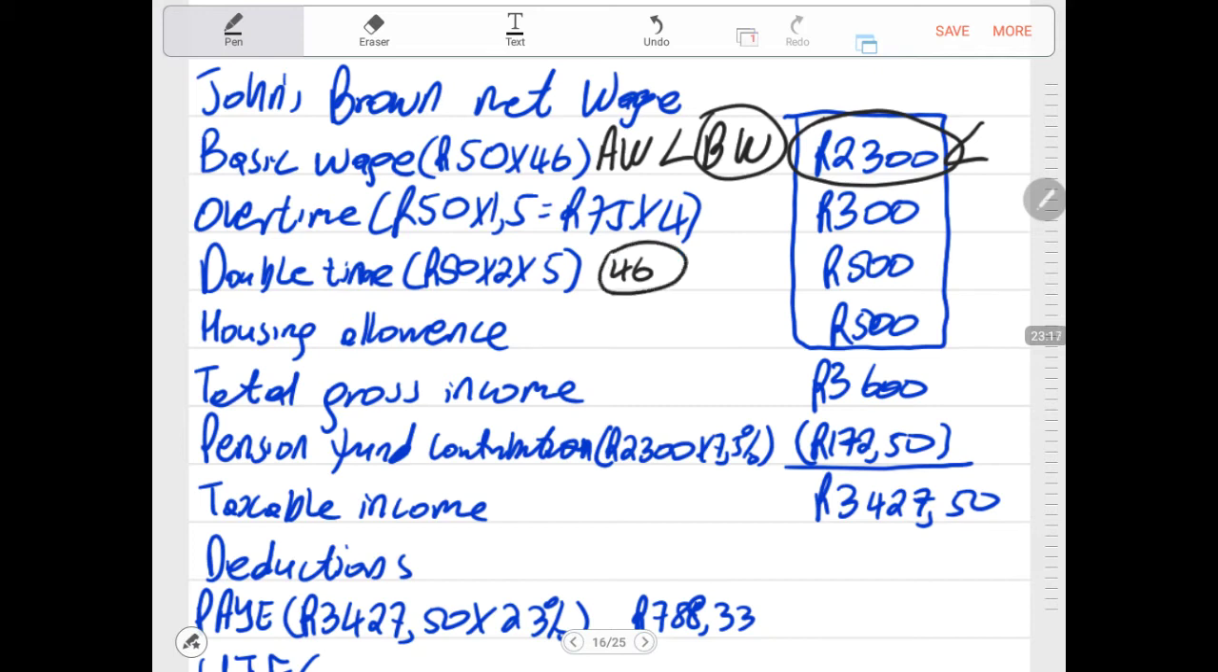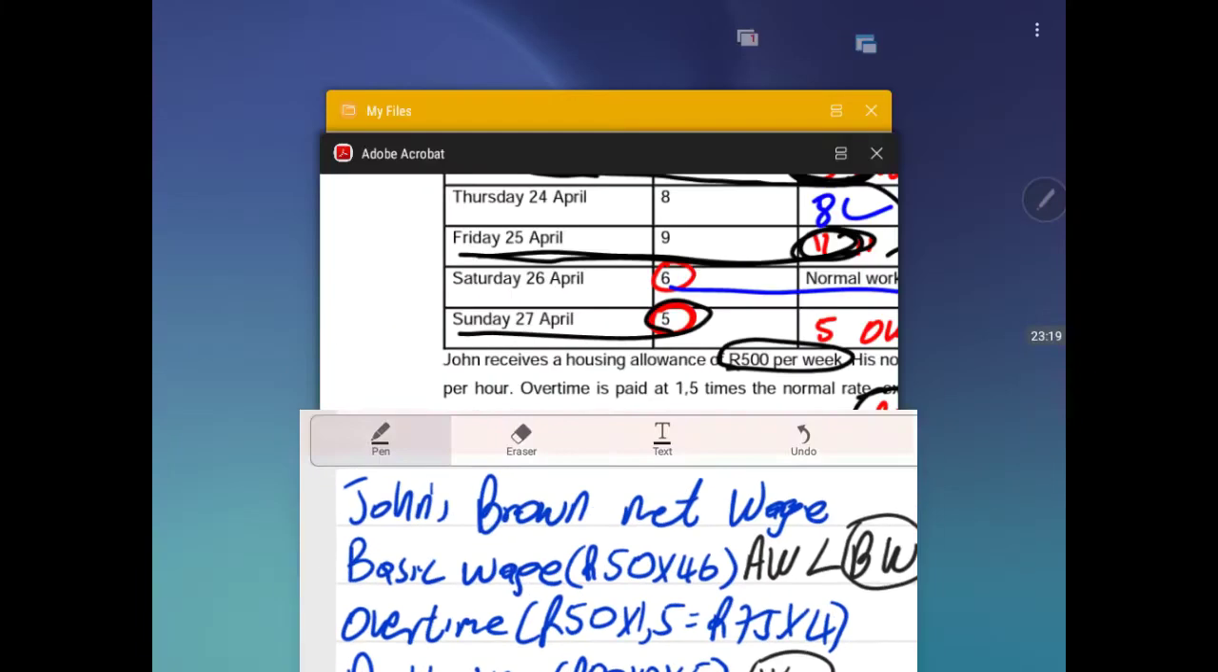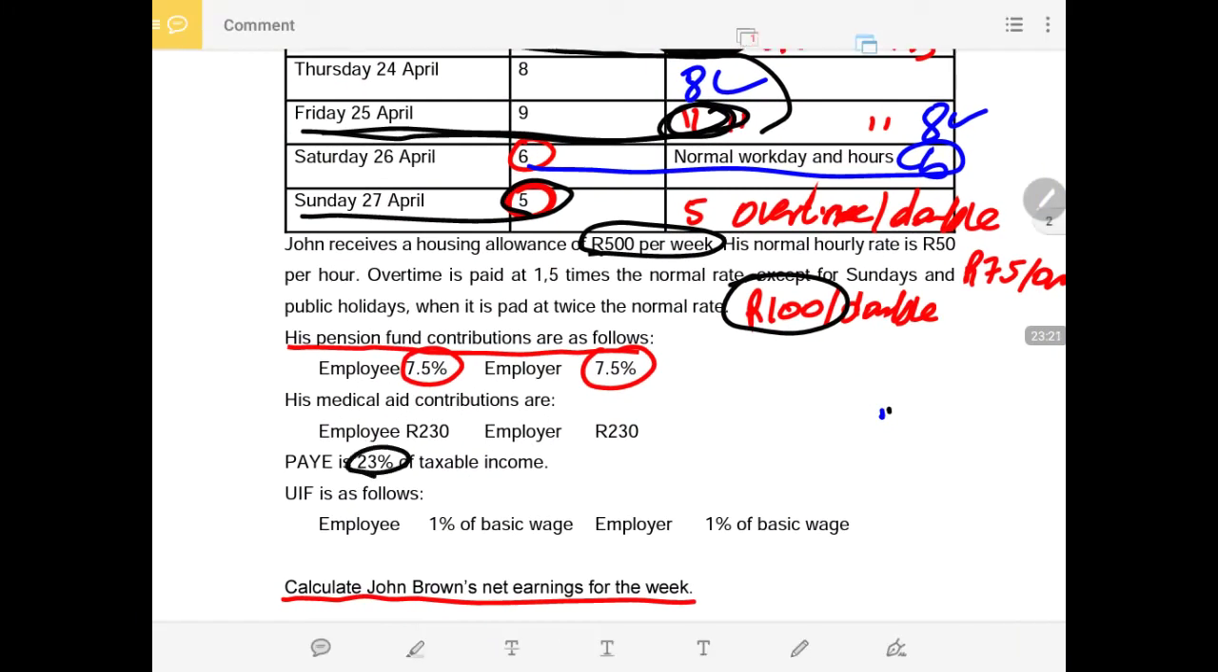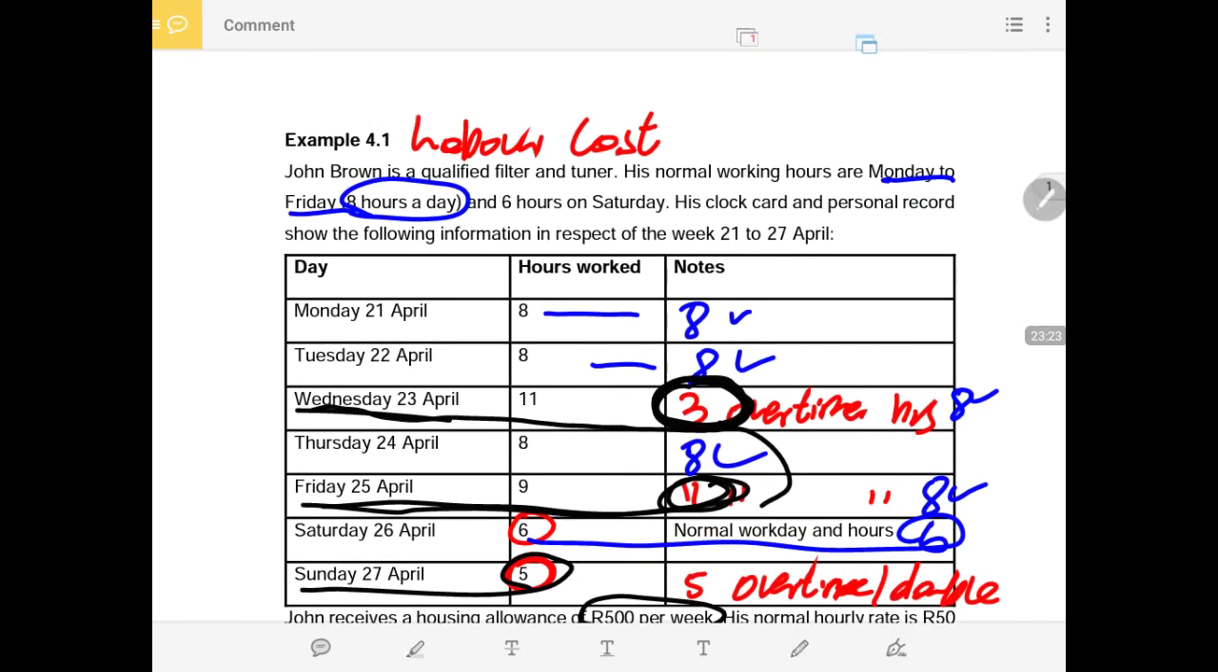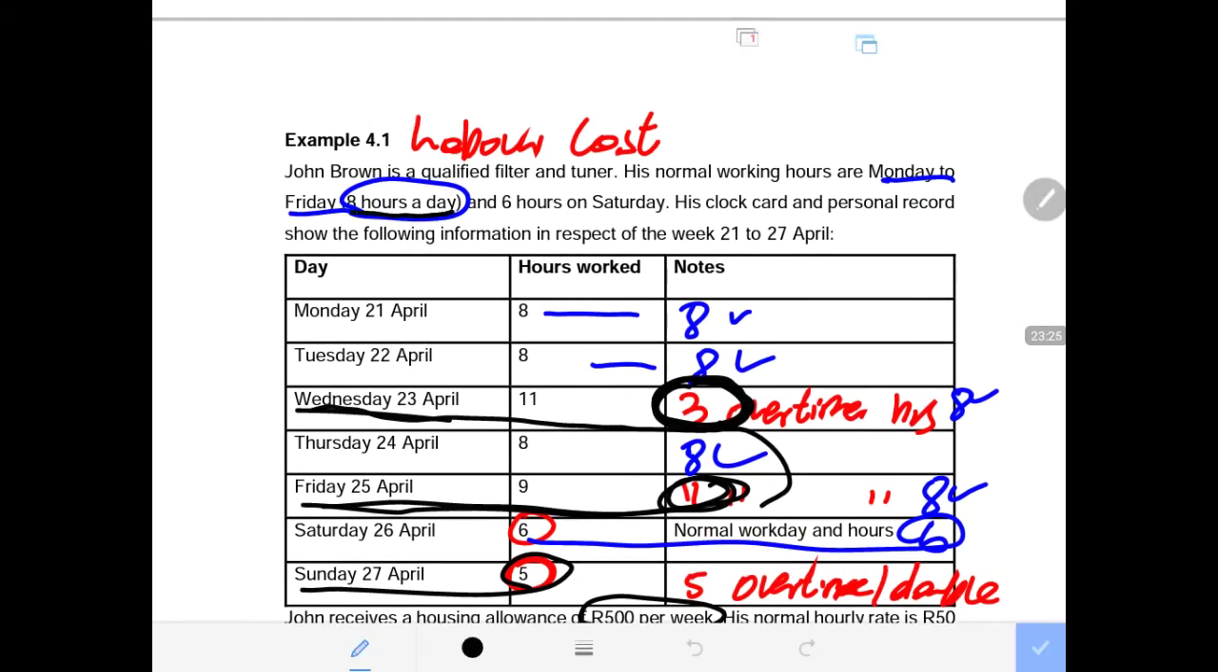This is the basic wage. Why do you say basic wage? Because if this employee normally works 8 hours a day, Monday to Friday, and 6 hours on Saturday, that means his normal hours is 46. And if we multiply that by 50 rand, this will give us the normal salary or basic wage.